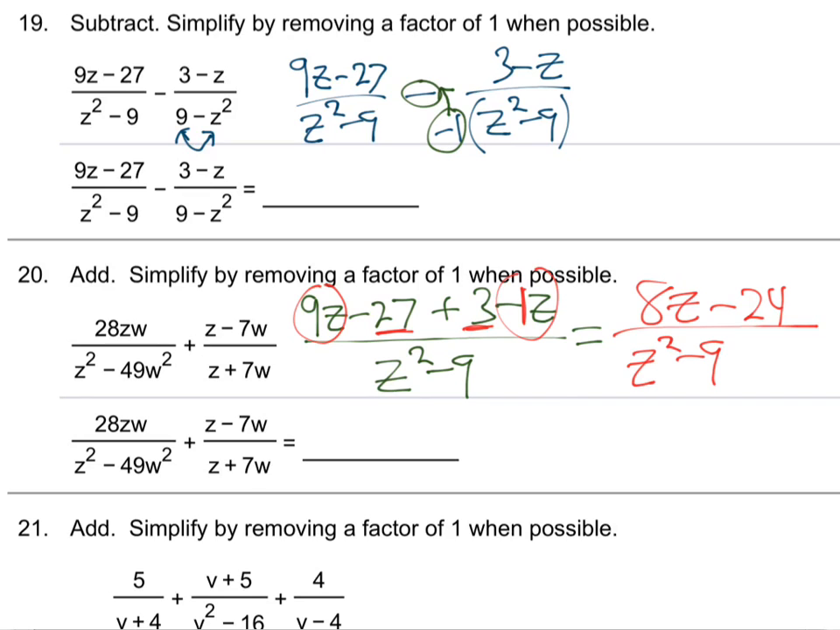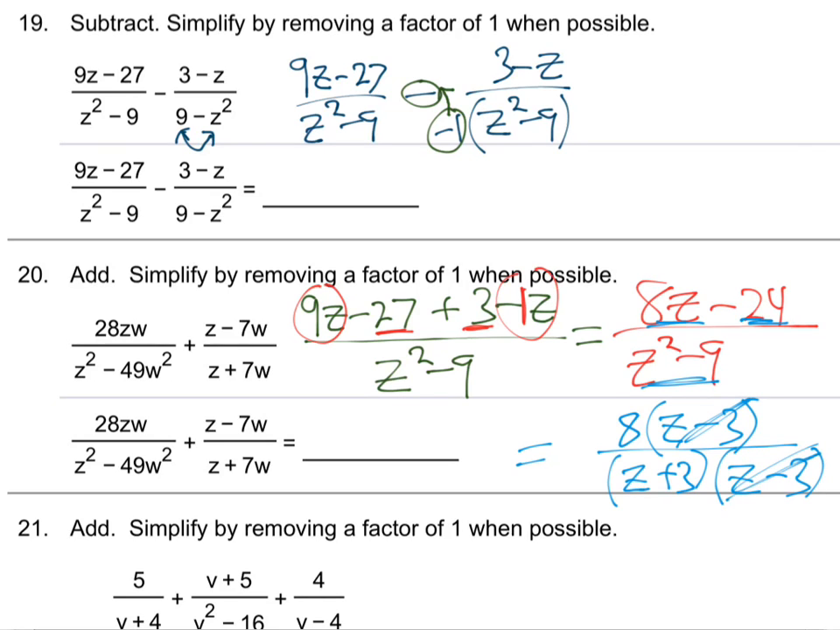And then can we do anything more at this point? Yes. Factor. Today's test is all about factoring, huh? Can you factor the top and factor the bottom? How do you factor that numerator? How do you factor 8z minus 24? Take out the 8, huh? How do you factor the denominator? Z plus 3, z minus 3. These cancel. Final answer, 8 over z plus 3. Good. It's making good sense.